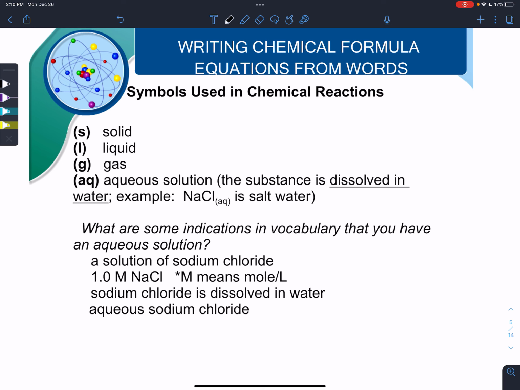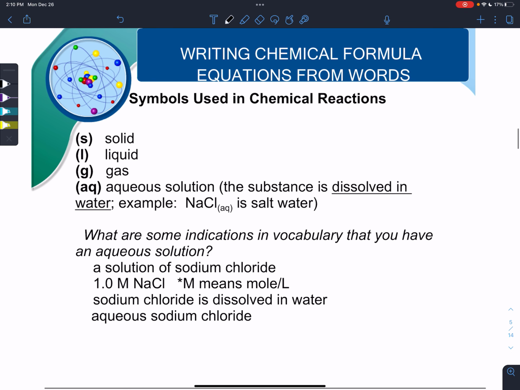When you are writing your chemical reactions, there are several symbols that you're going to use. The first is S. That means you're working with a solid. If you see L, liquid, sometimes you'll see me write L as a cursive L. Then G is a gas, and AQ is an aqueous solution. That basically means your substance is dissolved in water.